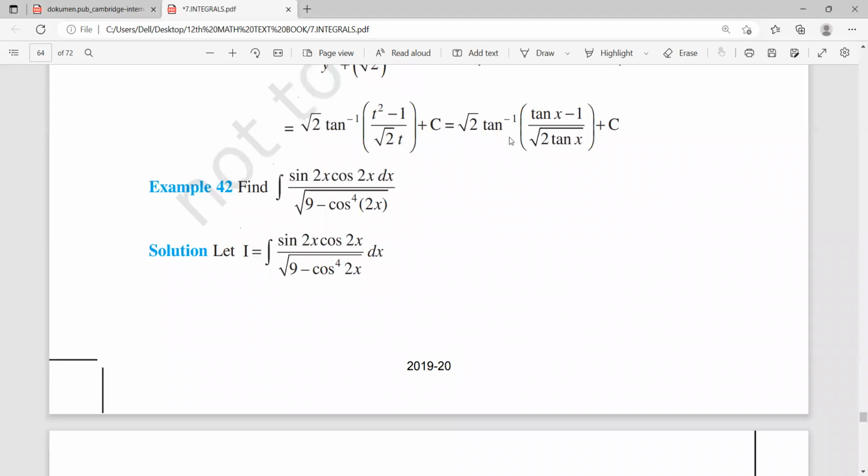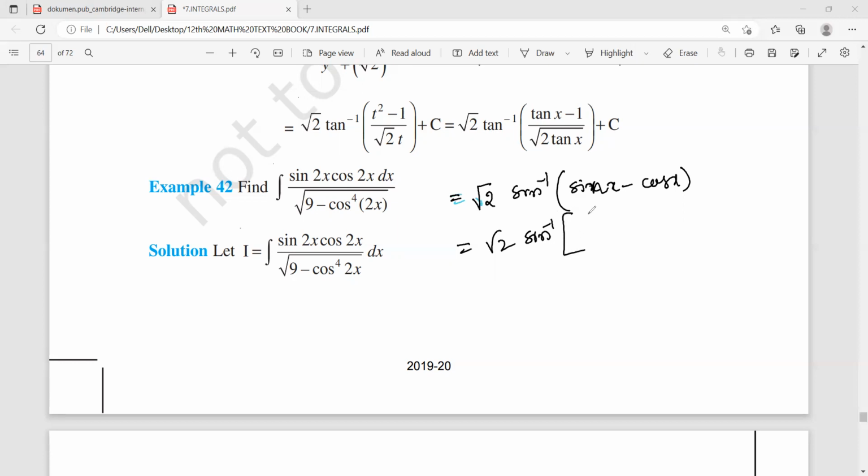See, what did you get is root 2 outside, right? And that is sin inverse of sin x minus cos x. Yes or no? Let's say you have to change to tan inverse. Take root 2 into sin inverse of, I'll take sin x common. Sin x into 1 by cos x minus cos x by sin x. So 1 minus cot x.